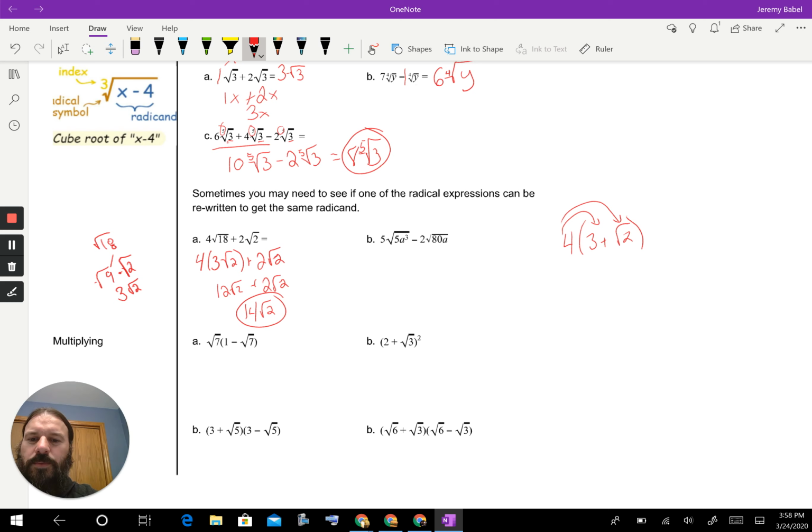And that's really kind of the reason why we're doing this, is we can take something that's pretty complicated looking and simplify it down into something maybe a little bit less complicated looking.